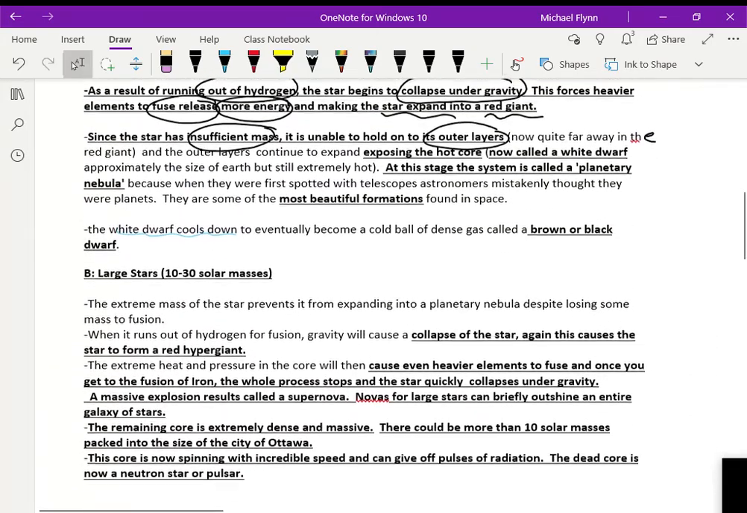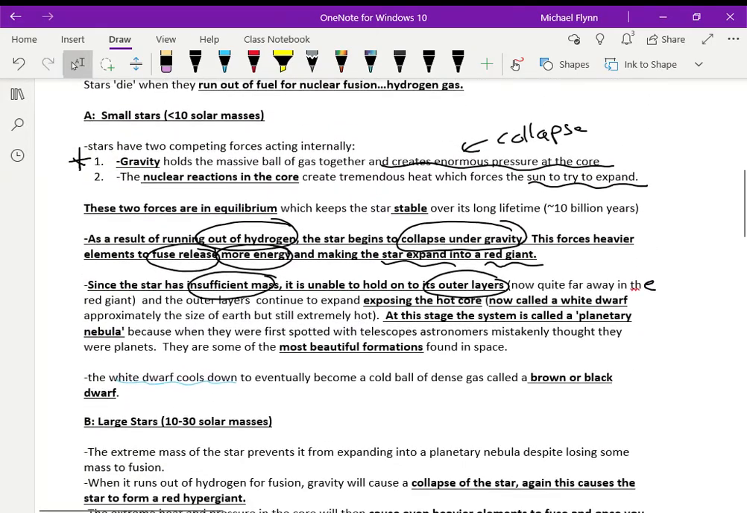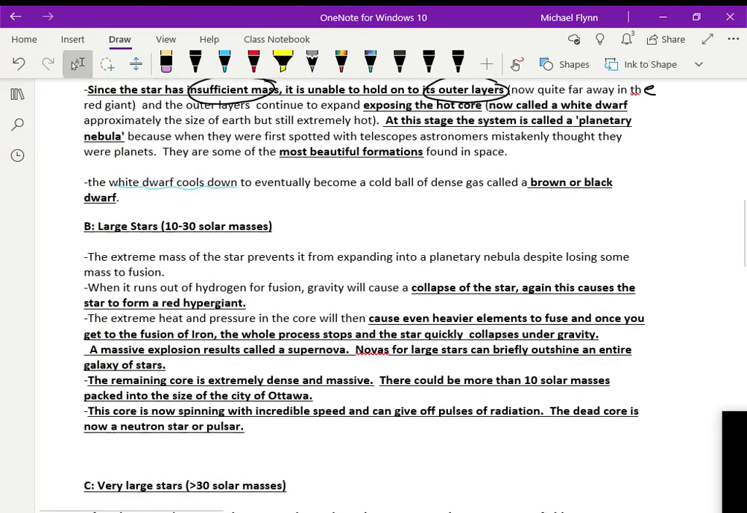Now, bigger stars are different. If you have a star that is over 10 solar masses, it starts out the same way. It runs out of hydrogen, collapses, helium starts to fuse, it becomes a red giant. That's all the same. The difference is it won't lose hold of its atmosphere, its outer layers, because it's so heavy. So then gravity will actually cause the star to collapse even more.